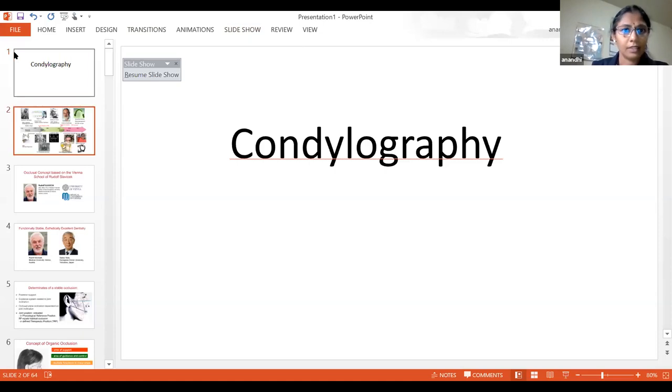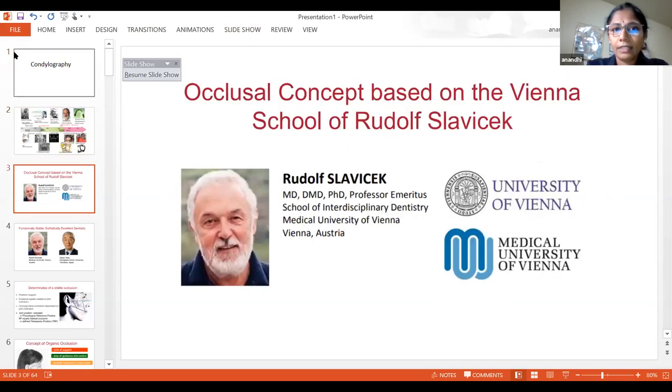So this technique that I do is from Dr. Slavicek. He's based in Vienna, and he's a professor who started some occlusal principles. I first want to talk about his occlusal principles before I go into the condylograph, just for a couple of minutes. I know you all know a lot more about occlusion than me, but still I want you to listen for a couple of minutes because I will put everything together that way, so you will know what Dr. Slavicek talked about.